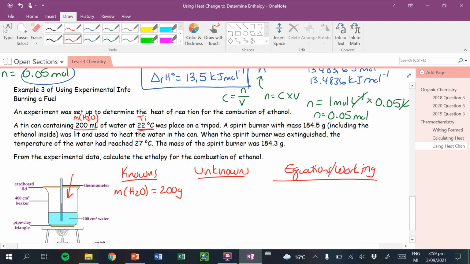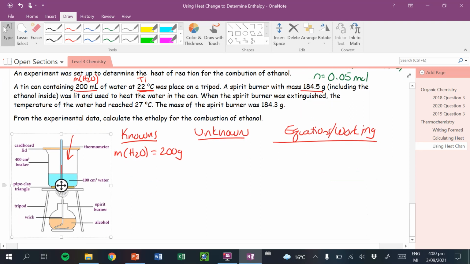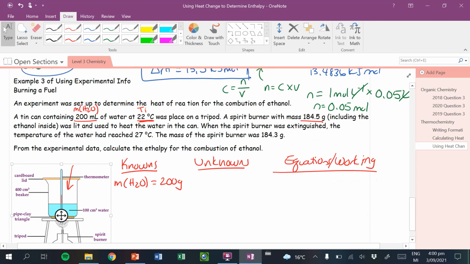So we're going to go T with an I. The spirit burner had a mass of 484 grams when it was lit and the heat was used in the can. Once the splint was extinguished, the temperature of the water is now 27 degrees, so that's your final temperature, and the mass is at 184.3. So both of these are referring to mass, but in this case, this is the mass of the ethanol. I think it's ethanol. Yes.